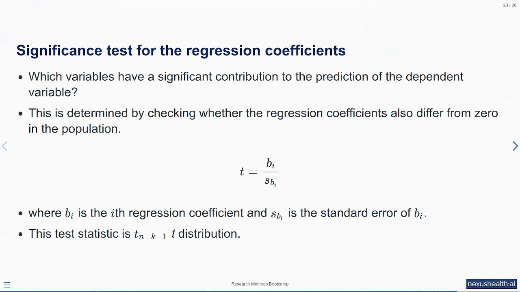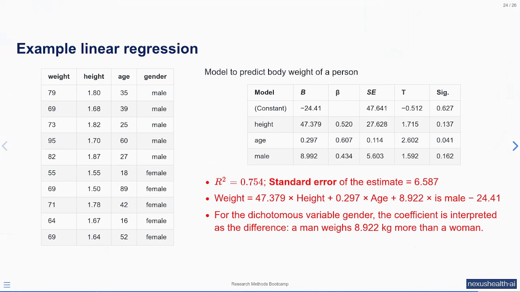The second level of significance testing is for the regression coefficients. So if the overall test is significant, the question now becomes which variables have a significant contribution to the prediction of the dependent variable. We can determine this by checking whether the regression coefficients also differ from 0 in the population, and we do that using a t-test. We use a t-test distribution with n minus k minus 1 degrees of freedom, and it's calculated by dividing the regression coefficient by the standard error of that regression coefficient. So our software does this for us automatically.